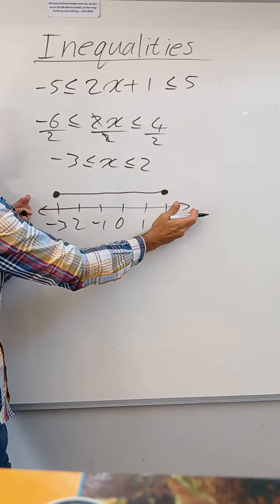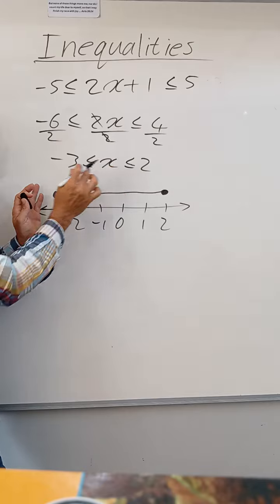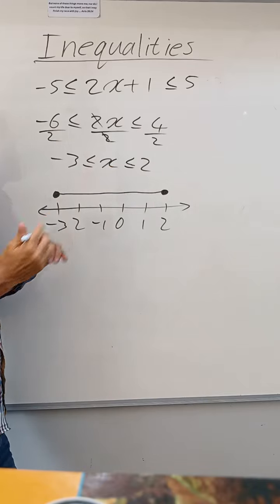So on a number line it will look like this. X must be between negative 3 and 2. Okay.